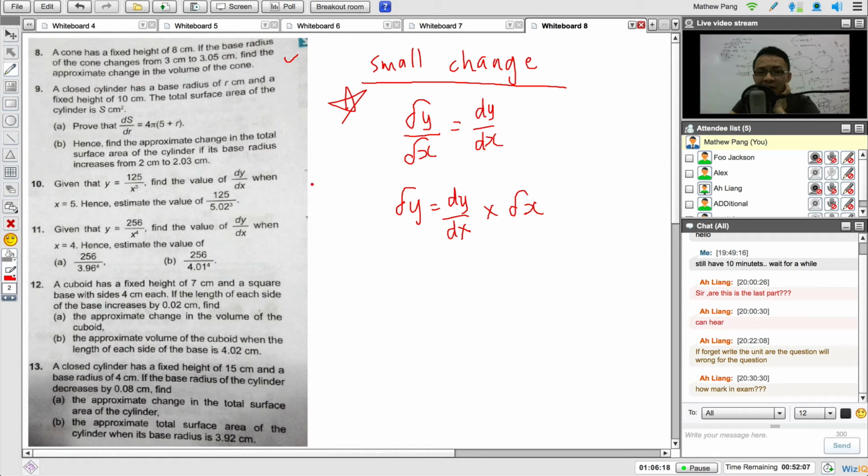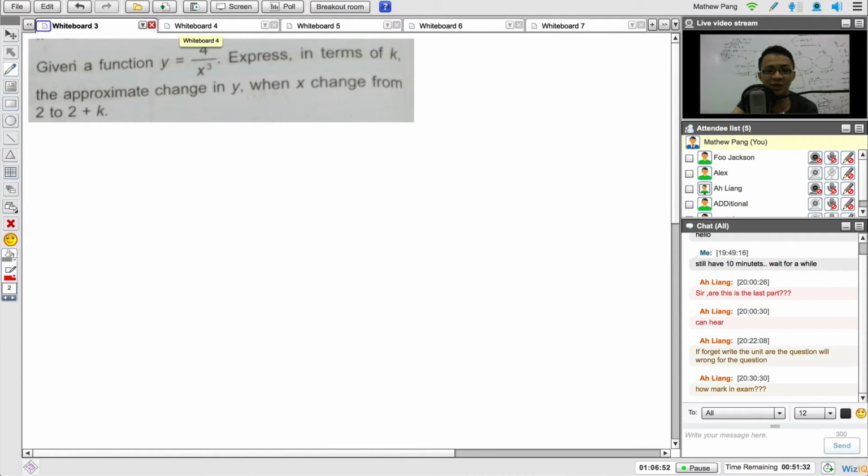Okay, he gives you a cone has the fixed height 8 cm. If the base radius of the cone change from 3 to 3.05, find the approximate change in the volume of the cone. Okay, I think we do not want to go into this question first, because this is already approximation. Okay, let me find some small change question, because straight away go to approximation, I think you will feel very confused. Okay, let me choose some small change question, which is, I think this one is a small change question.